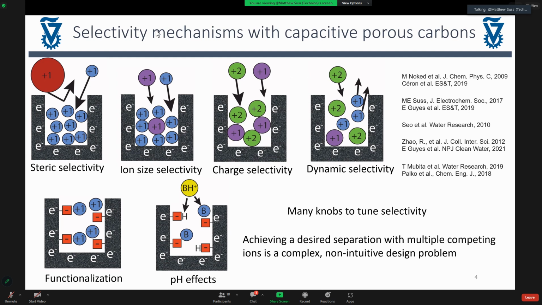And you want to achieve the exact right separation. Some ions you don't want to touch, others you want to remove nearly completely, and others you may want to remove partially. So to design a CDI system for such a complex separation, where there are so many species and selectivity mechanisms, that's a very complex problem, and it's very hard to intuit how that CDI system looks. And that's where numerical modeling comes in and fills that gap in terms of how we design systems for specific separations.